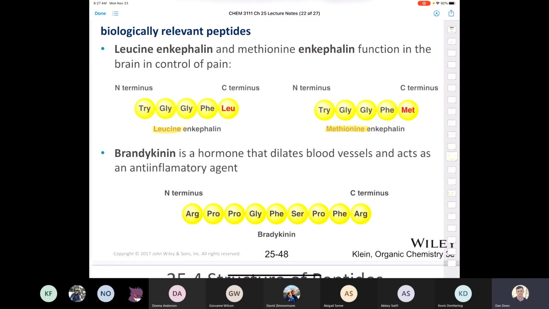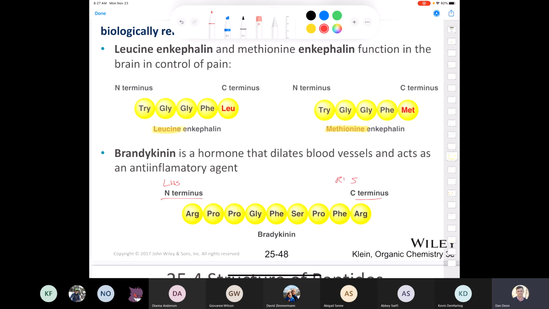Okay, well, it's got all these amino acids. And again, when you see them written out in this chain here, you can assume that the N terminus is on the left-hand side and that the C terminus is on the right-hand side. So you can make that assumption when you see the molecule written out.